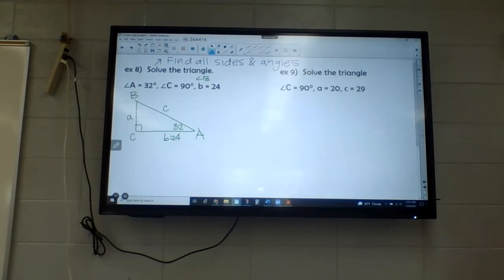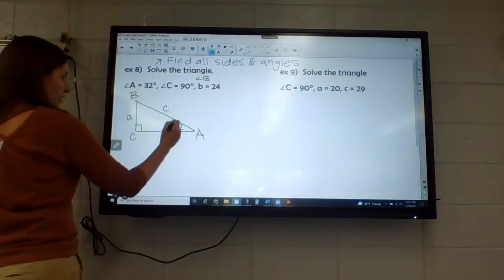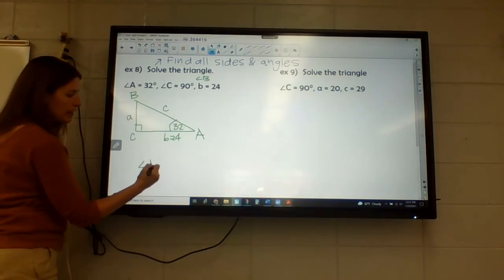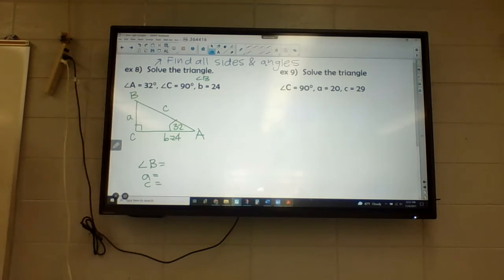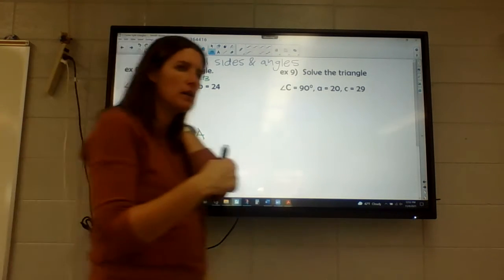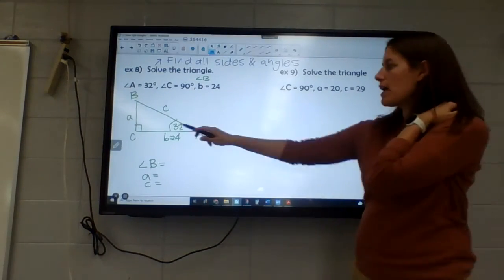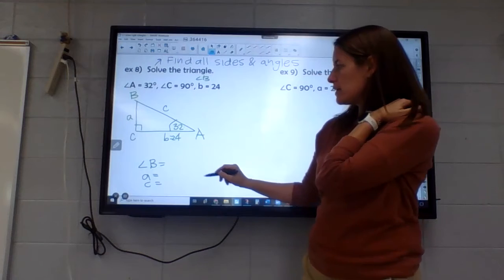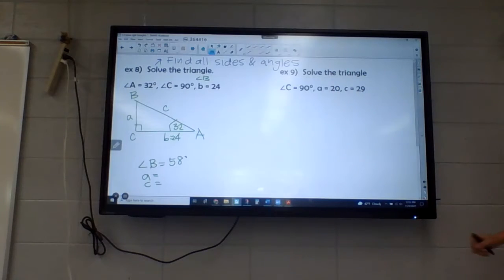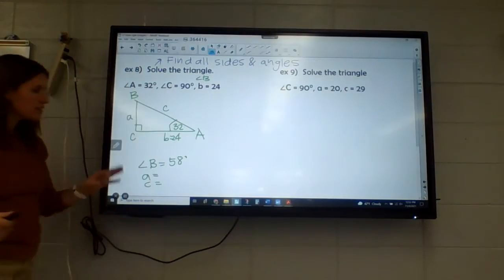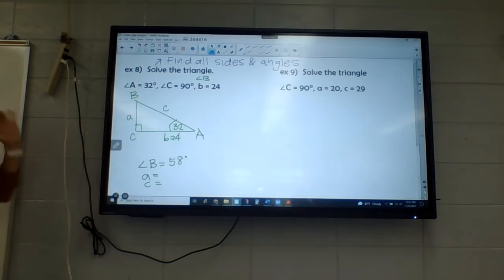What looks easiest to find first? Angle B, I agree. So we are looking for angle B, little a, and C. Big B is easy to find because we know the angles of a triangle add up to what? 180. So we have 90, we have 32, so our leftover is 58 degrees. That part's not technically trig, that's more geometry. So 58 degrees is because they add up to 180 degrees together.